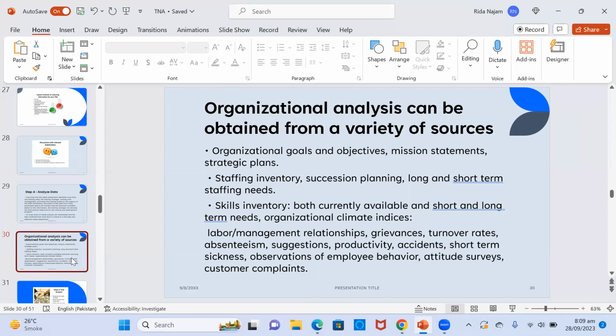Organizational analysis can be obtained from a variety of sources. Organizational goals and objectives, mission statements, as well as strategic plans, staffing, inventory, succession planning, long and short staffing needs, skills inventory, both currently available in short and long-term needs, organizational climate indices, which include labor management relationships, grievances, turnover rates, absenteeism, suggestions, productivity, accidents, short-term sicknesses, observation of employee behavior, attitude surveys, and customer complaints.